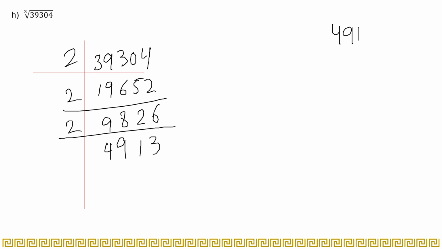Now 4913 is not divisible by 2, it is neither divisible by 3, nor is it divisible by 7. 11 also doesn't divide this number. You can try them. And what about 13? 13 also does not divide this number. And when you check 17, 17 will divide this number. Let's try it.